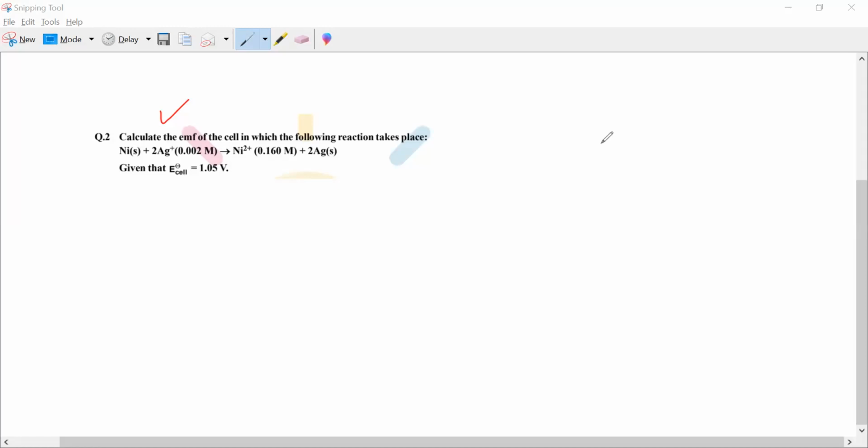So the question here is: calculate the EMF of the cell in which the following reaction takes place, by using our Nernst equation. For the overall reaction, we find the anode and cathode and just add them so that the electrons get cancelled. So this is a very simple question.